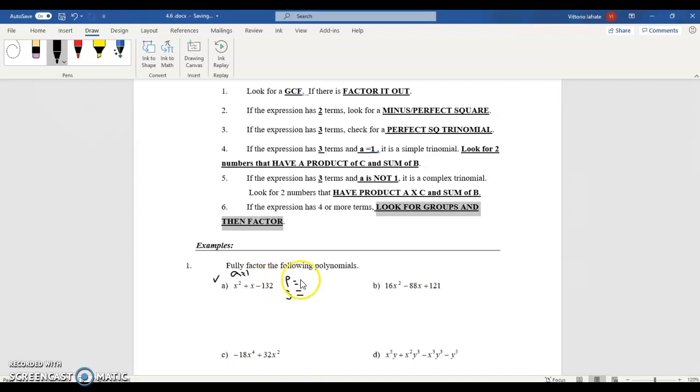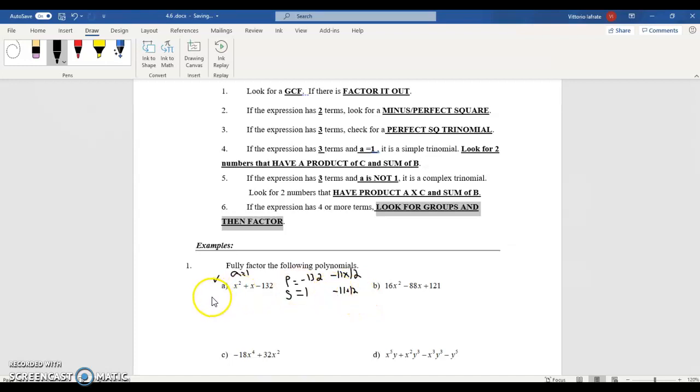So let's think about that. So we want negative 132. I know that 12 times 11 is 132. So the thing is, it can't be 12 and 11 because their sum is 23. So we might have to change the sign of those numbers. So let's try negative 11 times 12. That would definitely give you negative 132. And negative 11 plus 12 would give you 1. So it looks like negative 11 and 12, those are our two numbers.